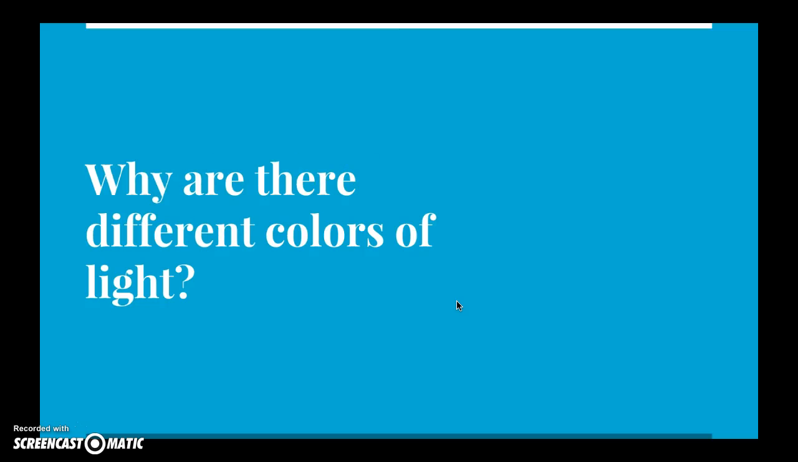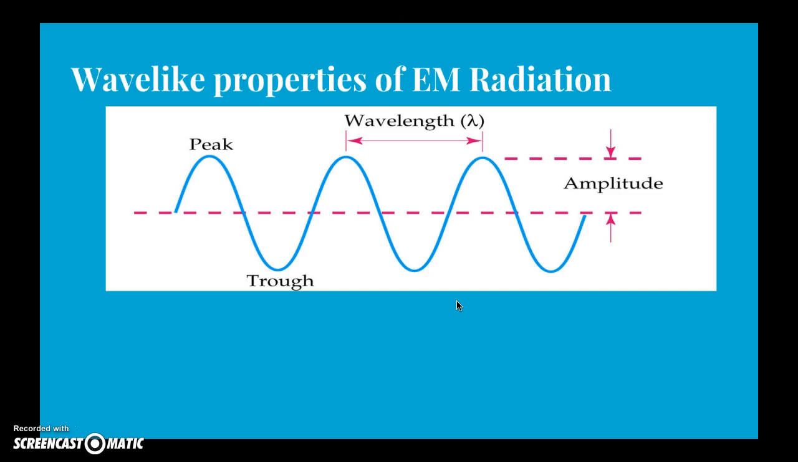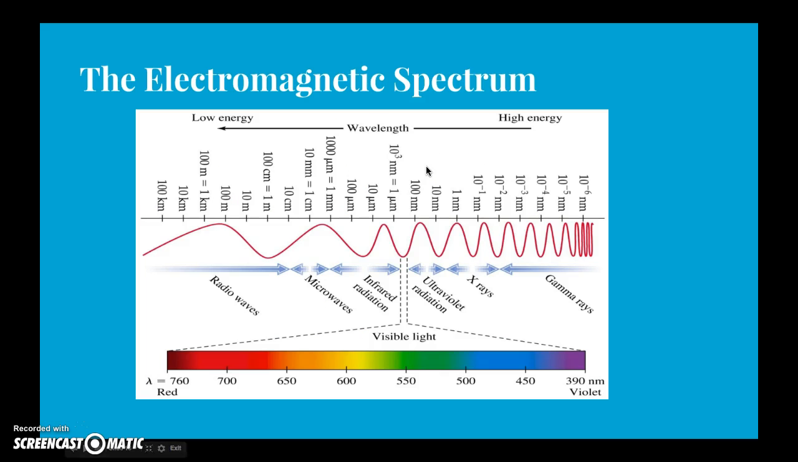So let's start off. Why are there different colors of light? Well, there's different colors of light because light has different wavelengths. So we've got long wavelengths, short wavelengths, and the wavelength is the distance. This is a wave like the ocean waves. And the wavelength is the distance between the two peaks of the wave. So if it's a short wavelength, it has different energy than a long wavelength.